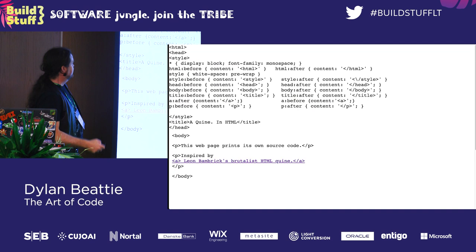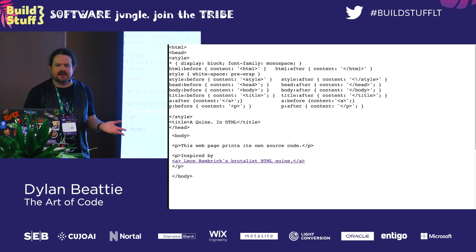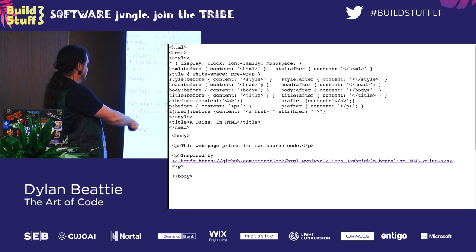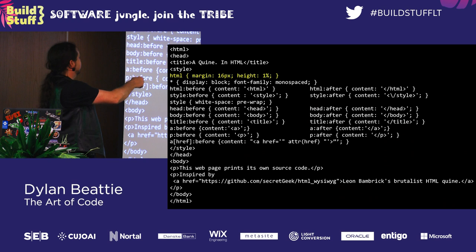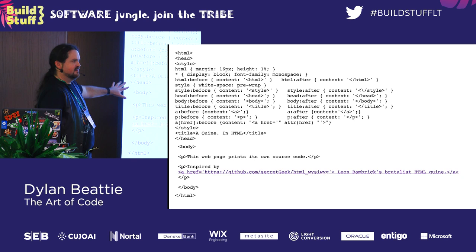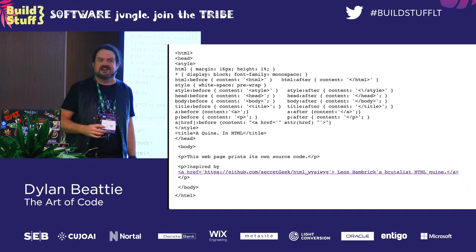Now, we've got this link here, this A, and that needs to show the href that A actually links to. So we can go in and see, we say, well, before one of these, please extract the attribute value and put that in the content and put that into the page. And there we go, A href equals yada, yada, yada. And I'm just going to put in one more little rule. I'm going to put a 1% height and a margin on the HTML. And there we go, slash HTML at the bottom. We have a web page that prints its own source code. Beautiful and completely useless. But how much did you learn about the CSS preprocessor that you didn't know until you tried to do that? Because I learned a hell of a lot doing that.